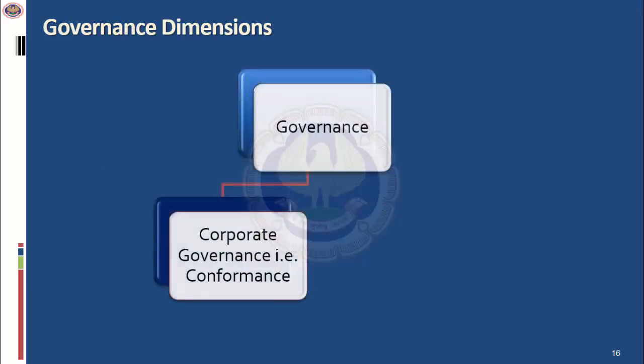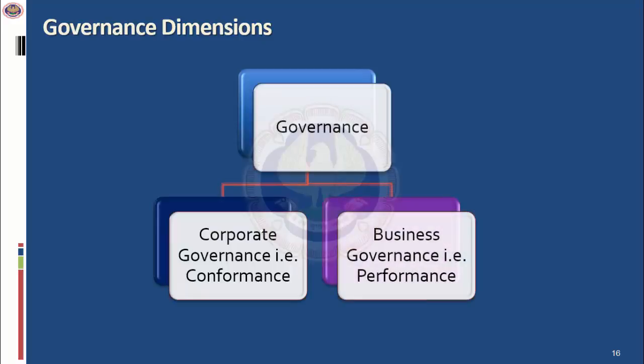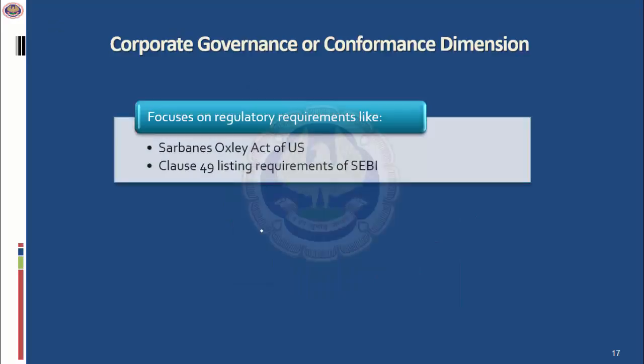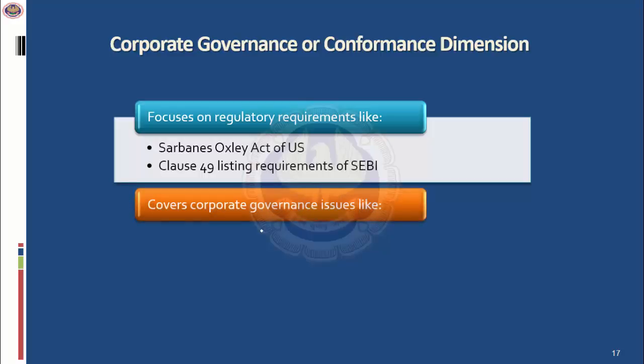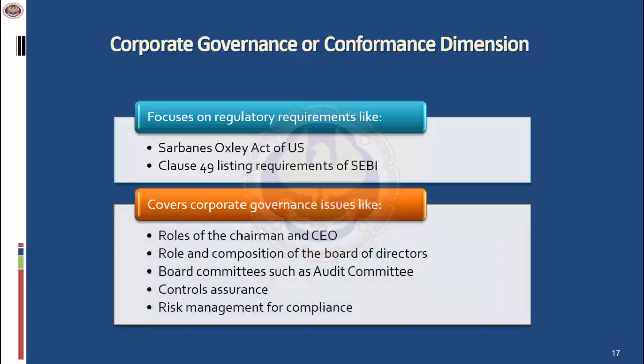What are the governance dimensions which you talked about? We have corporate governance and we have business governance. Let's understand this a little more in detail. The conformance dimension focus on the regulatory requirements. Those could be pertaining to the regulations such as the Sarbanes-Oxley Act or the Clause 49 requirements. There could be corporate governance issues like roles of the chairman, CEO, roles and composition of the board of directors, board committees, etc. Now, these are all the mandatory regulatory requirements which are applicable for corporate type of entity.